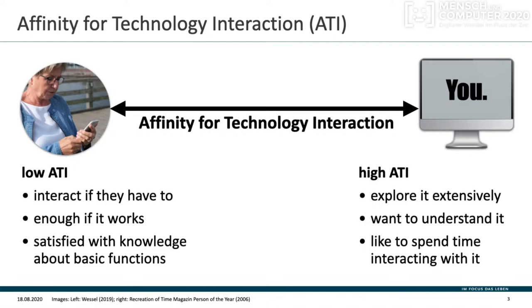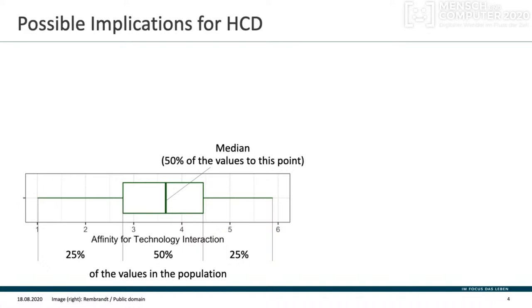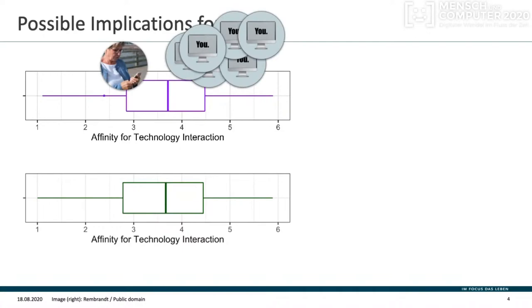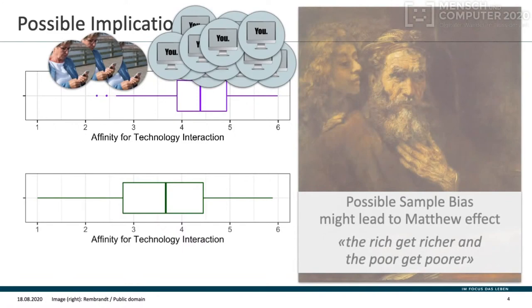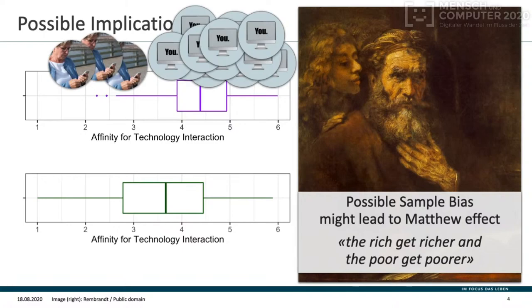Why is ATI important for human-centered design? ATI is normally distributed in the population, but if we do user studies, we might attract participants with high ATI. They are more likely to volunteer for these studies, but they also bias our sample. Over time, we might optimize for those with high ATI, which might lead to a Matthew effect. It gets better for those who like to interact with technology and worse for those who do not. But this is an assumption, so let's look at some empirical data.